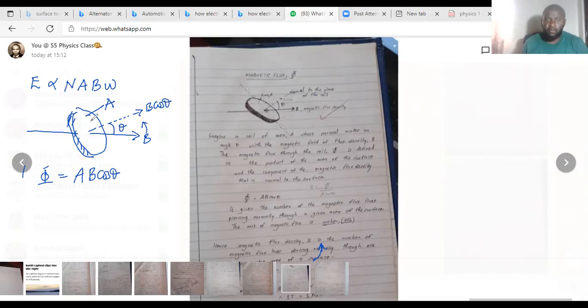Now, when it is normal to the coil and you multiply by the entire area of the coil, then you'll get the total flux that is passing through that coil. So the total flux is got from AB cos theta. And this gives the number of magnetic flux lines piercing normally through a given area of a surface.